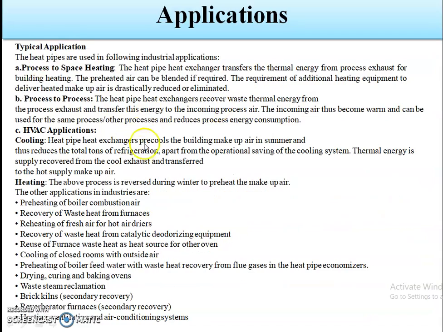Next slide. Various applications include space heating, process to process heating, and heating, ventilation and air conditioning systems, and heat recovery from boiler combustion air, waste heat from furnaces, and fresh air where hot air is entered. We use these for various heating applications, first to recover waste heat for useful applications.